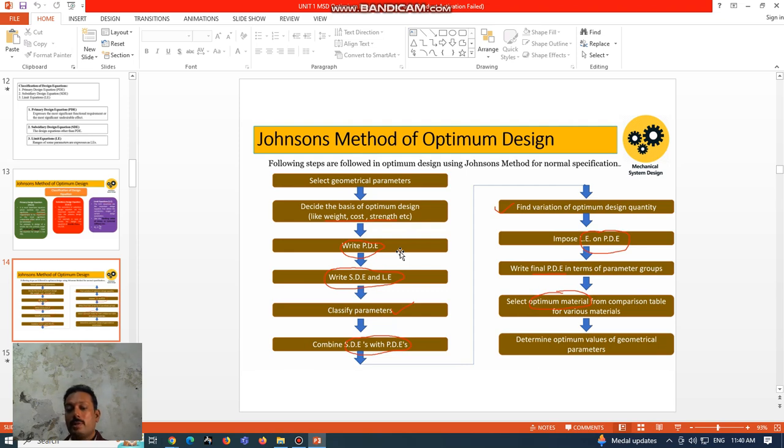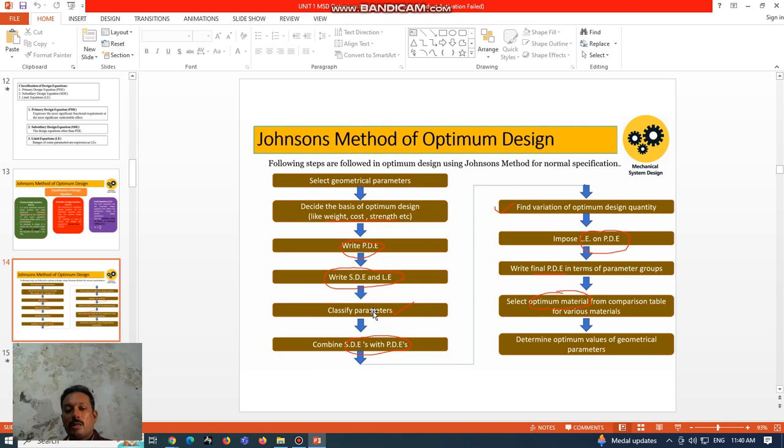We need to express the quantities to be optimized in the P.D.E. equation. Now next is write the S.D.E. and the limit equations. S.D.E. is the subsidiary design equation. So write all subsidiary design equations which express the functional requirements and undesirable effects other than the quantities to be optimized. Write all limit equations for functional requirement parameters, undesirable effect parameters, material parameters and geometric parameters.